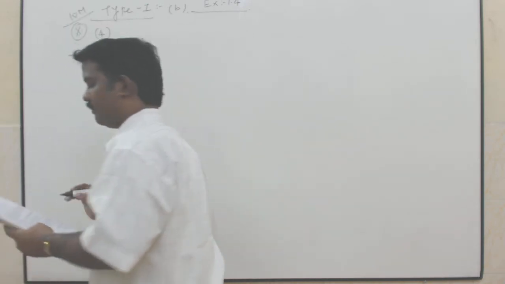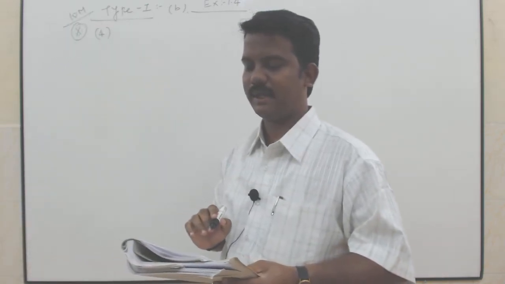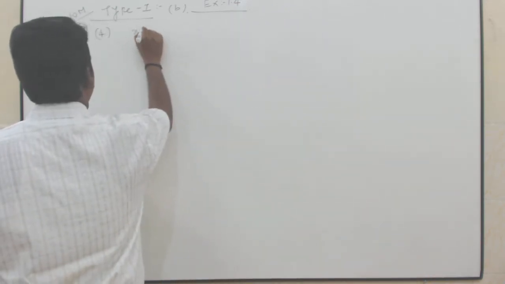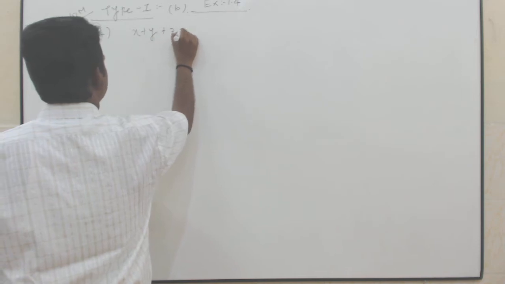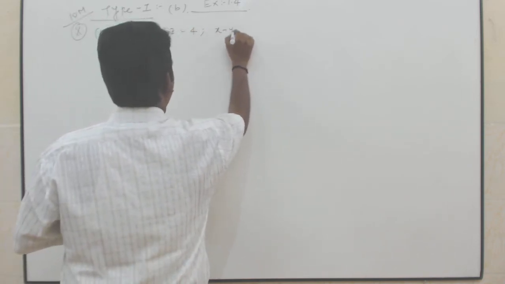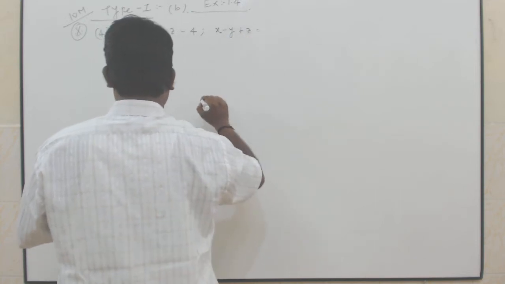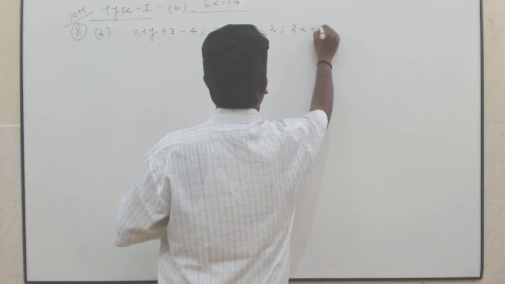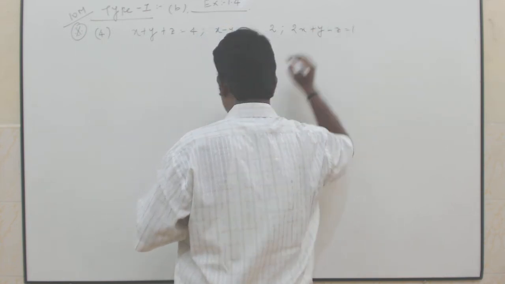Solve the following non-homogeneous system of linear equations by determinant method. That is, x plus y plus z is equal to 4 and x minus y plus z is equal to 2, and 2x plus y minus z is equal to 1.